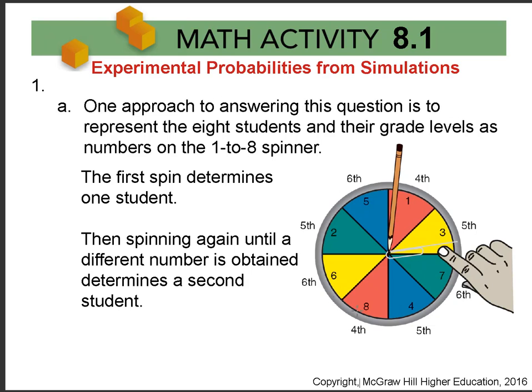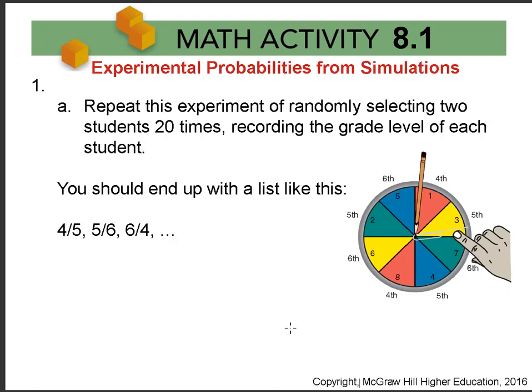So we take our 1 to 8 spinner and we distribute the 2 fourth, 3 fifth, and 3 sixth graders. Then we spin to determine our first student, and then we spin again until we get a different number, because of course the same student can't be picked twice. And then in part A, we ask you to repeat this 20 times, each time recording the grade level of each student. So you should end up with a list like this: 4th grade, 5th grade, 5th grade, 6th grade, 6th grade, 4th grade, etc.